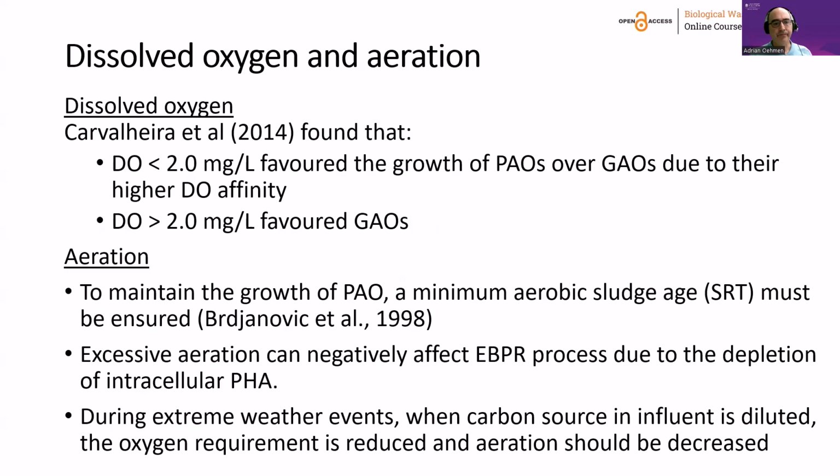So here, what Carvalheira et al. showed was that when we had a low DO, that tended to favor the growth of POWs over GAUs due to their higher affinity towards oxygen. So POWs displayed a higher oxygen affinity. Not only do they have a higher carbon substrate affinity, but they have a higher oxygen affinity as compared to GAUs as well. So that means at low levels of carbon source concentration and oxygen concentration, POWs can be favored over GAUs.